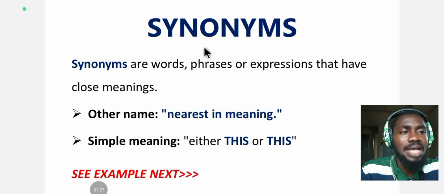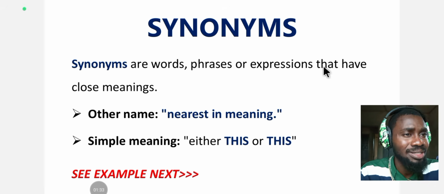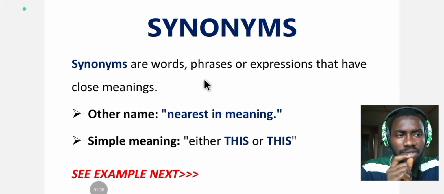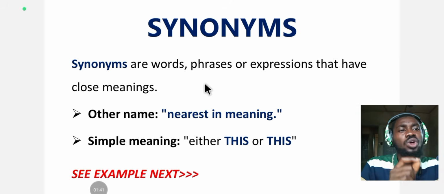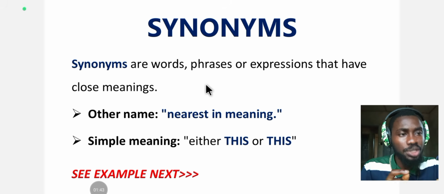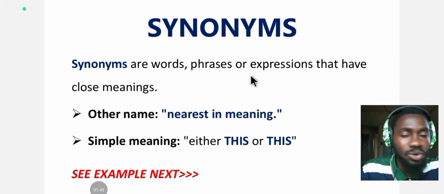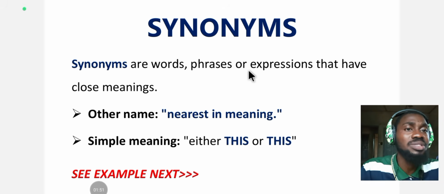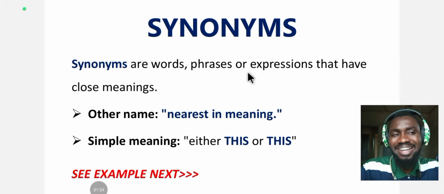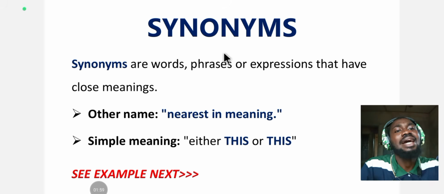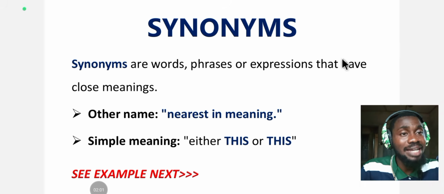Synonyms. What are synonyms? Synonyms are words, phrases or expressions that have close meanings. Take note of the definition. You might think you know what a synonym is, but you might not know it actually. It's a phrase, a word or expression. Some students see synonyms as only a word. It can appear as a statement, a phrase, a word, or an expression. So take note of that.